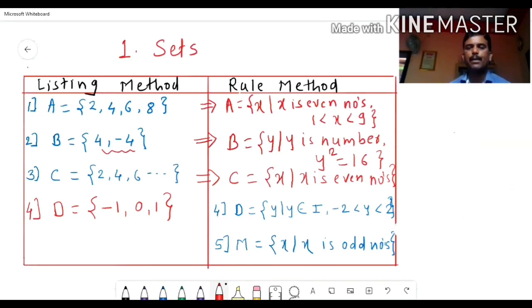Now the final example is what? Here is M. M is {x such that x is an odd number}. There are no limitations given. So we are going to write here for example M: M is equal to odd numbers, means all odd numbers 1, 3, 5 and so on. That is our conversion of listing method to rule method.